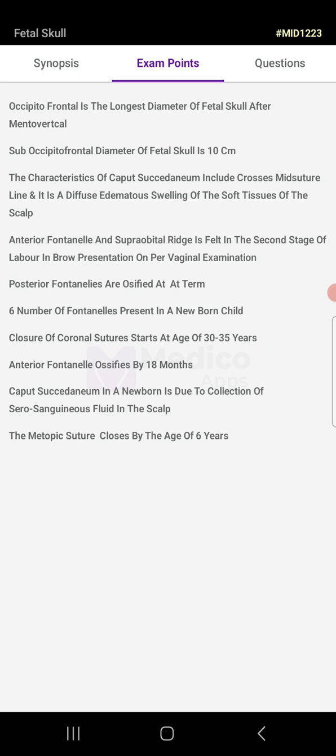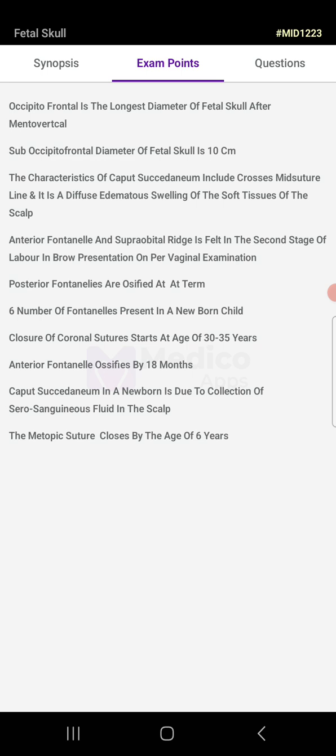Occipitofrontal is the longest diameter of the fetal skull after the mentovertical. Suboccipitofrontal diameter of the fetal skull is 10 cm. The characteristics of caput succedaneum include no definite margin, and it is a diffuse edematous swelling of the soft tissue of the scalp. The anterior fontanelle and the supraorbital ridge are felt in the second stage of labor in brow presentation on vaginal examination. Posterior fontanelle is ossified at term.